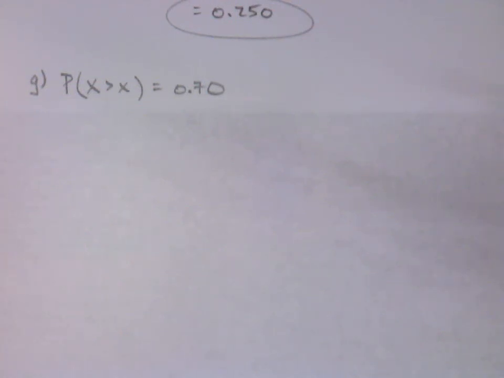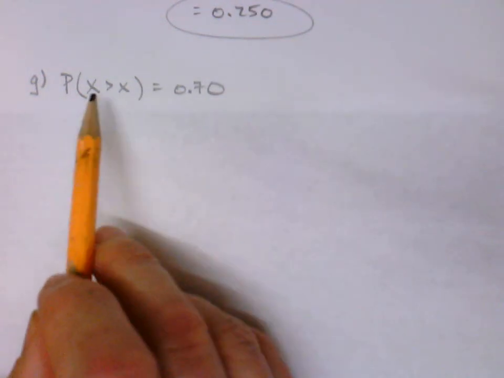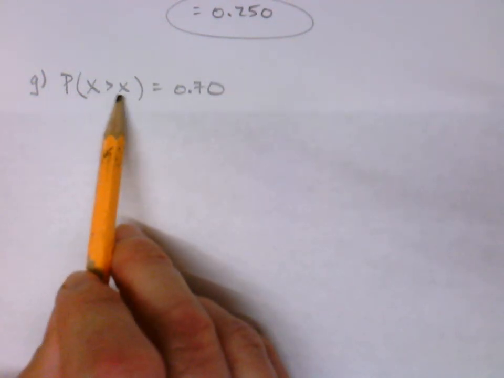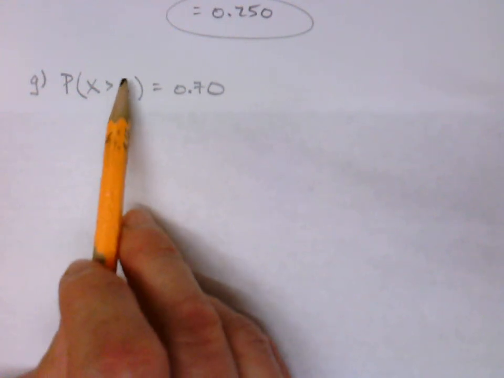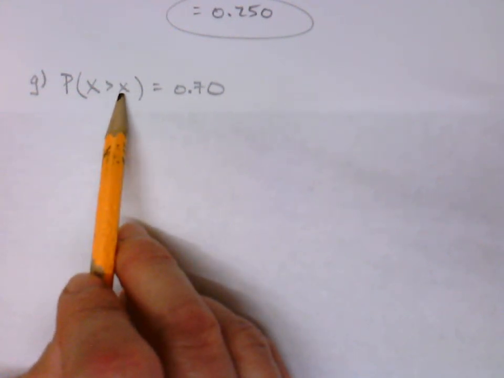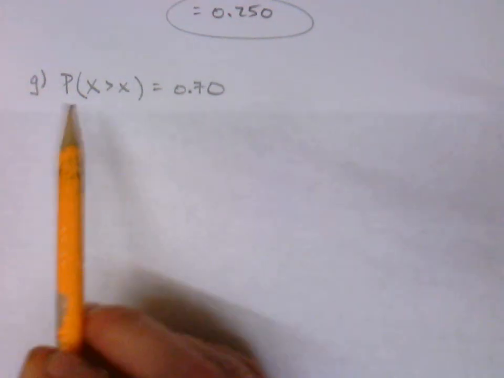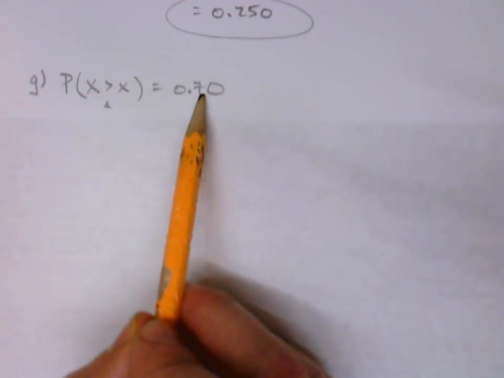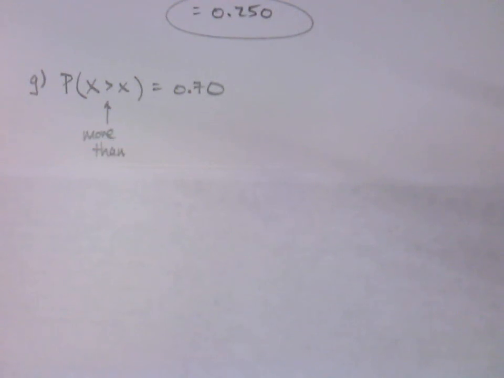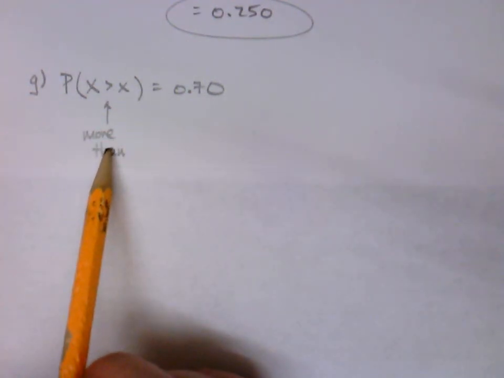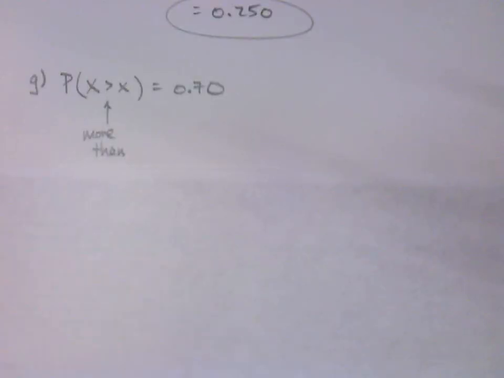A percentile always indicates a less than. But here they're saying it the other way around. They're saying, what are the chances that capital X is greater than little x? What value of little x would cause that probability to be 0.7? 70% of commuters wait more than how long? Capital X is more than what would give me 0.7? They say more than in the question, so we need a greater than when we write our probability.